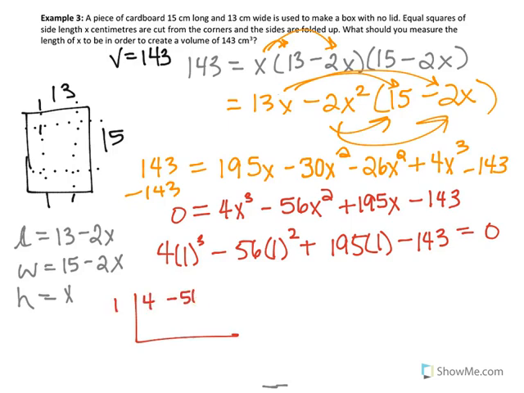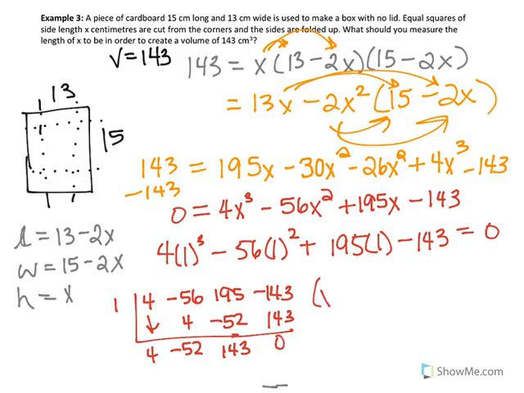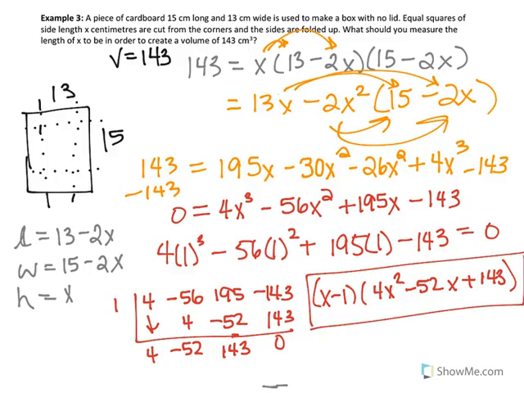1, 4, negative 56, 195, negative 143. Bring down the 4. 4 times 1 is 4. Add those together to get negative 52. Negative 52 times 1 is negative 52. Add those together to get 143. 143 times 1 is 0. So we have x minus 1 times 4x squared minus 52x plus 143. I'm going to move this to the next page because I want more room.